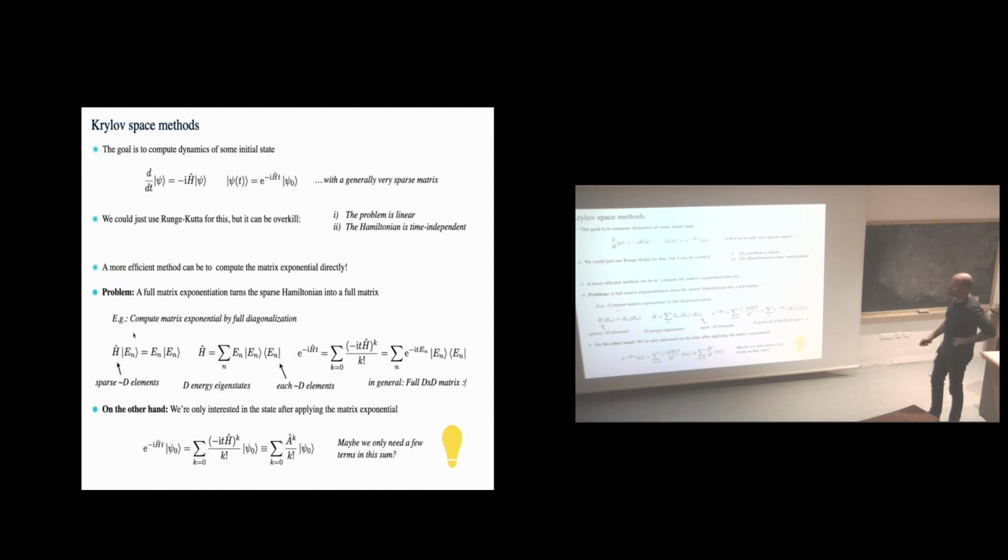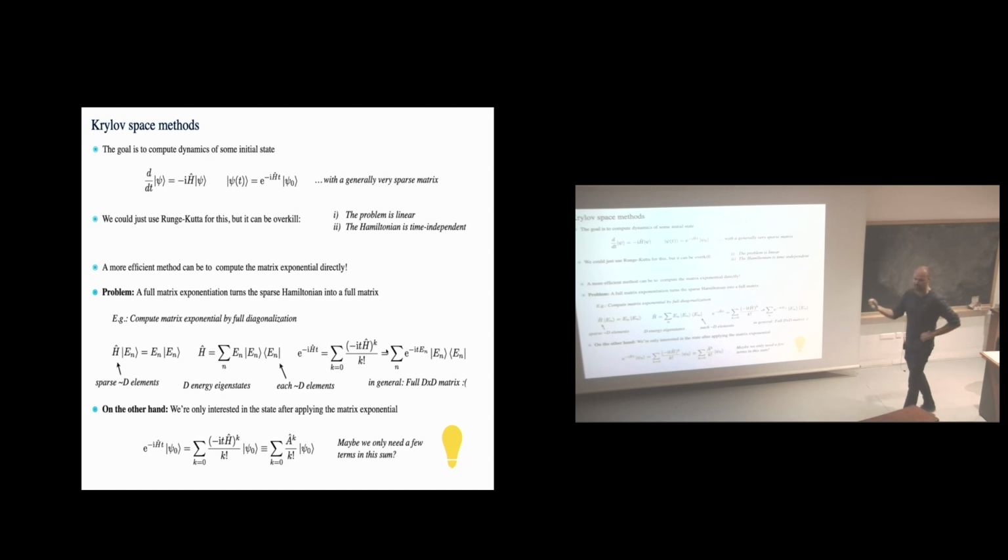The problem with this is that if you have a sparse Hamiltonian and compute the n eigenstates, in general all the eigenstates are going to be filled. If you now do the spectral decomposition of your Hamiltonian, you generally get this matrix where you project on the eigenstates, and all of the eigenstates are full vectors. So in general, your matrix exponential is going to be a full d times d matrix.